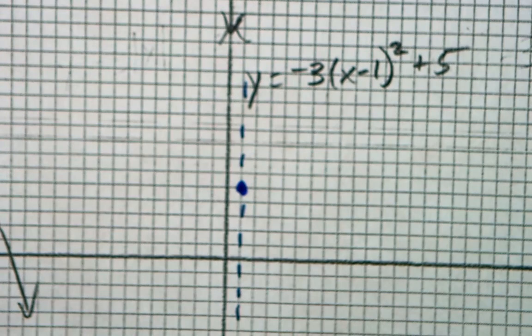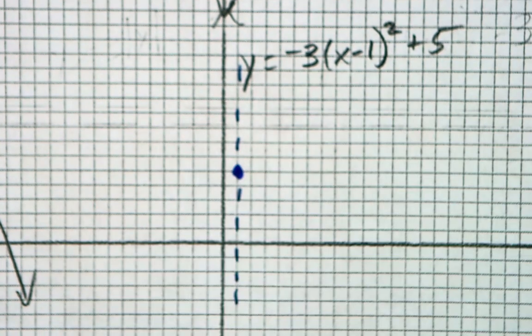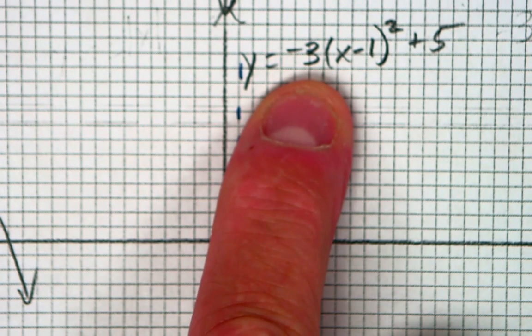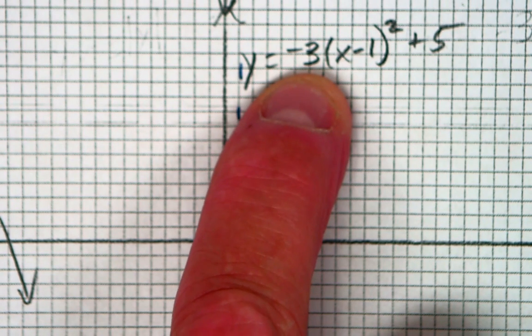Anyway, okay, this one going to open up or down? Down. It's been vertically reflected because of the negative outside. And this one, vertically, does it get stretched or does it get compressed? Yeah, it gets stretched. It's 3 times as tall. It's outside, so it's going to do exactly what you think.